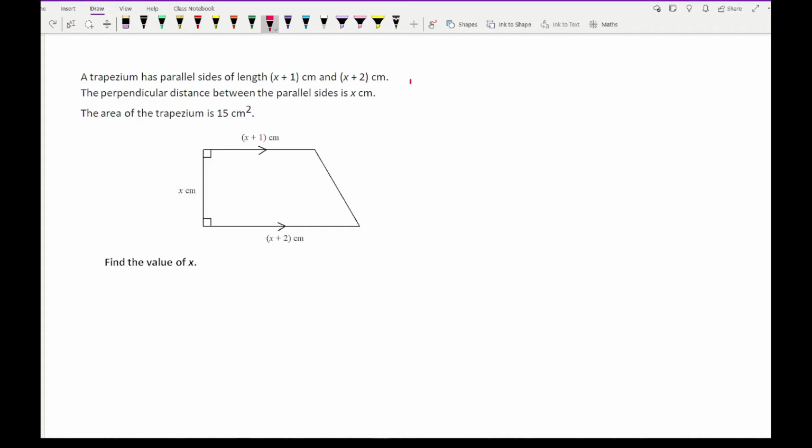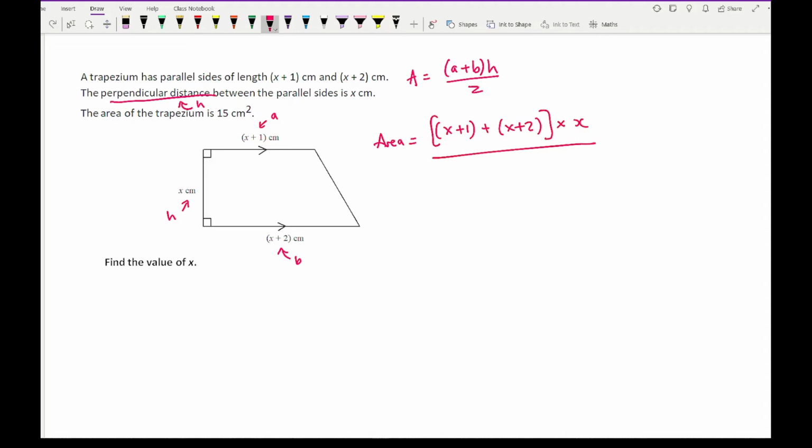So the key thing I need to look at here is that the area of a trapezium is a plus b, times h, divided by 2. So this here is my a, this here is my b, and the perpendicular distance, which is basically the height, just up there, is h. So the area of this is going to be x plus 1 plus x plus 2, multiplied by x, all divided by 2.